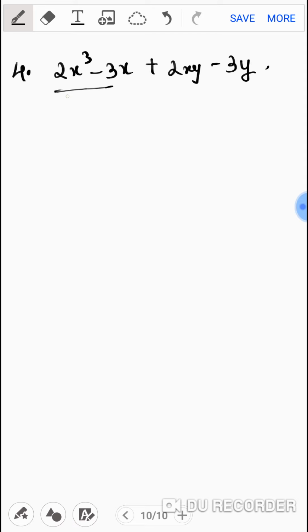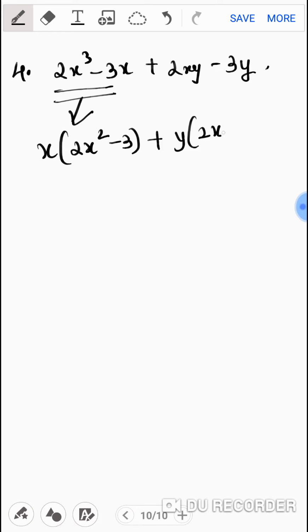I'll jump on to problem number 4, and it says 2x cube minus 3x plus 2xy minus 3y. Let's see what we can do. From here, can you take x common? So inside will be 2x square minus 3. From here, can we take y common? So inside will be 2x.